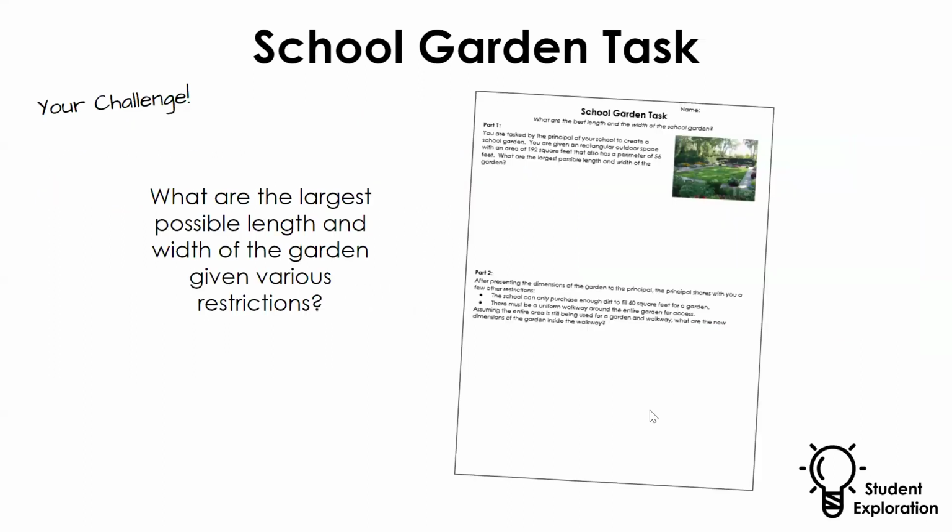Okay, good. All right, so your challenge: what are the largest possible length and width of the garden given the various restrictions? I want you to take a moment and think through this. So you have to have an area of 192, but it has to have a perimeter of 56. Okay, so go ahead and do part 1.